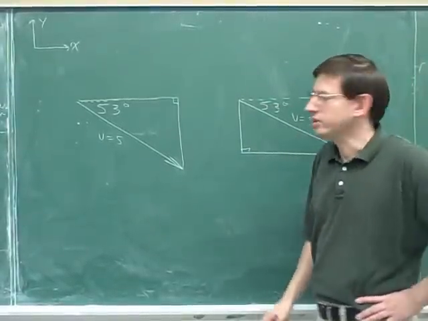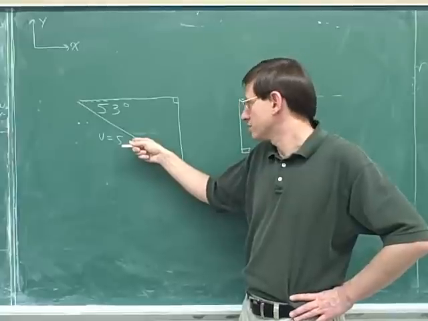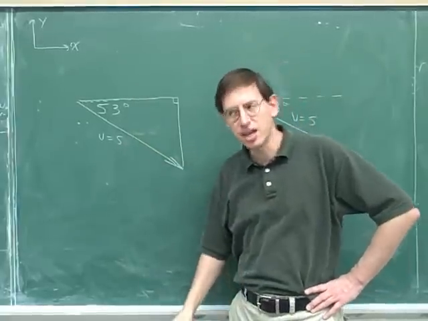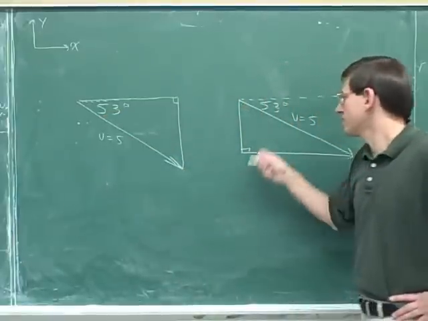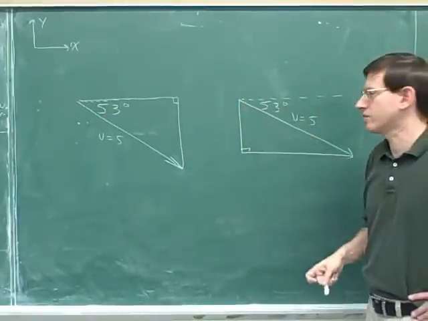When you're drawing your triangle, you want to use the overall vector as the hypotenuse. You want the legs to be parallel to the axes. And if you can, you want it to include the angle that you were given. So you can see that if I draw the right triangle down here, it leaves out this 53-degree angle.